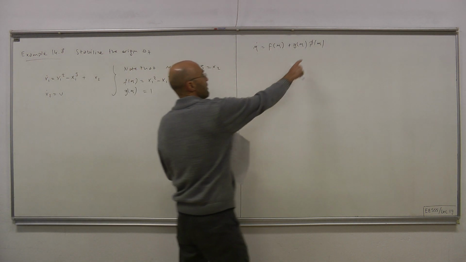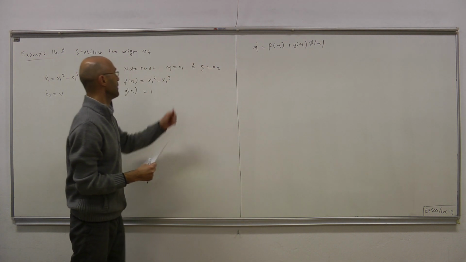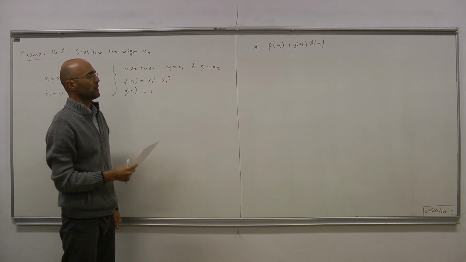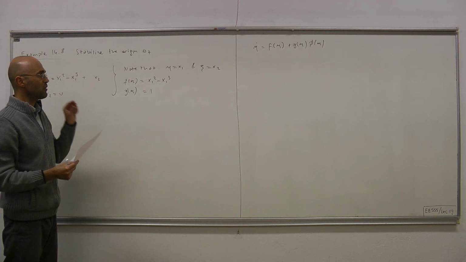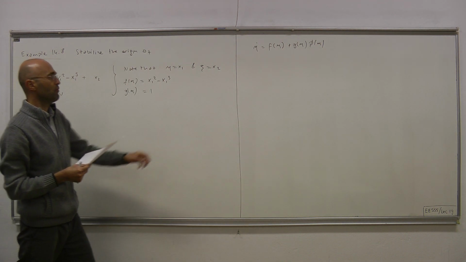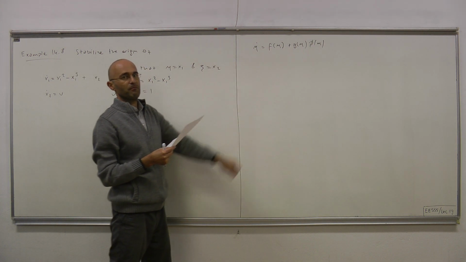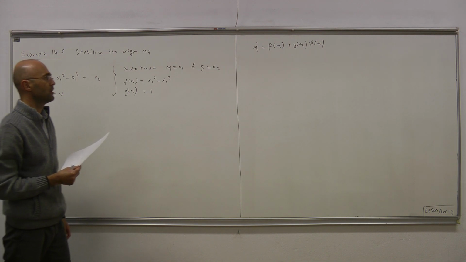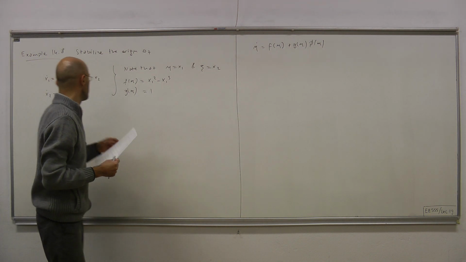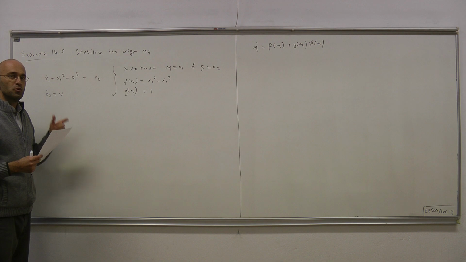Phi of eta will be phi of x1, and also a proper Lyapunov function, so that we see through it the asymptotic stability of this subsystem. Then once we have that phi and the Lyapunov function, we can move forward to design our final feedback law using backstepping.